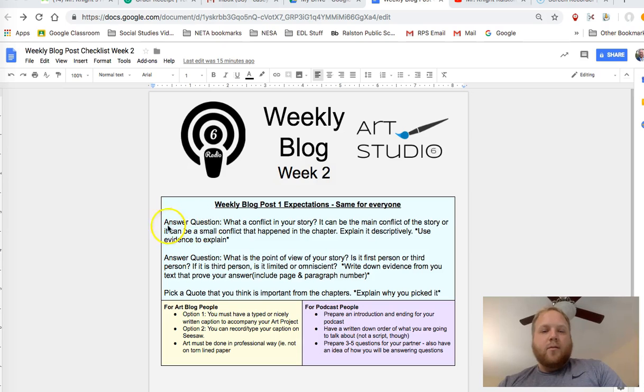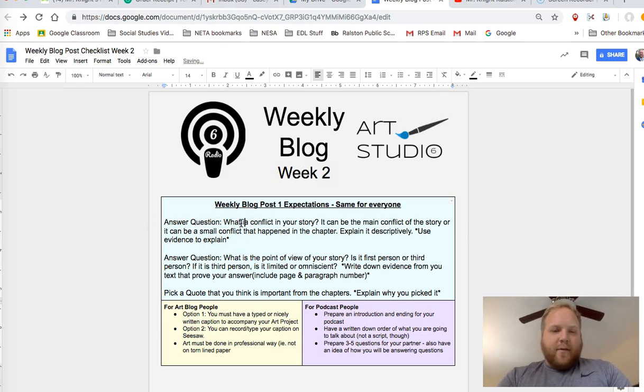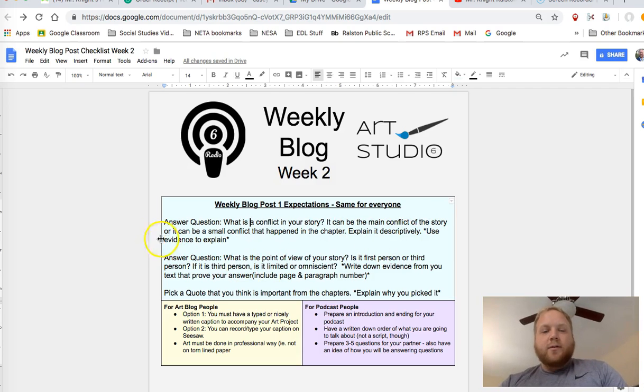So the main 2 questions are, what is a conflict? Oops, I should say what is a conflict in your story? So you have 2 choices here. You can tell me what the main conflict of your story is, or you can tell me about a smaller conflict that happened within the chapter. So I want you to explain it descriptively.